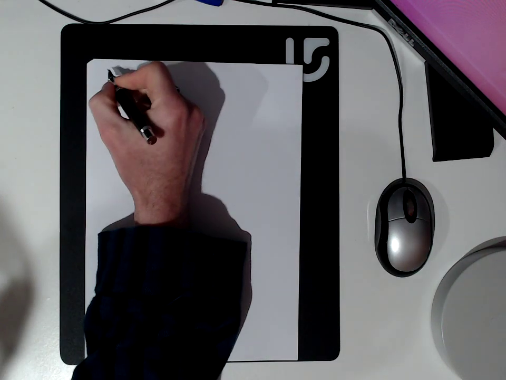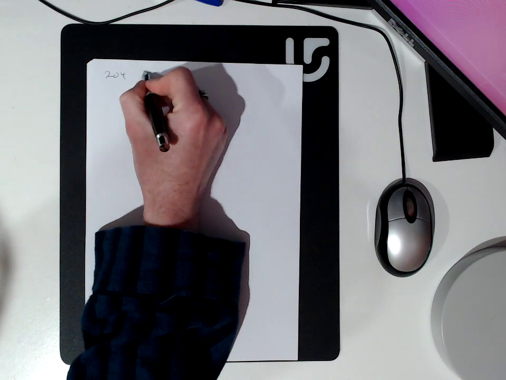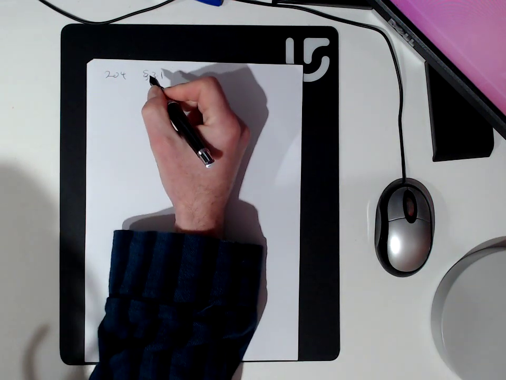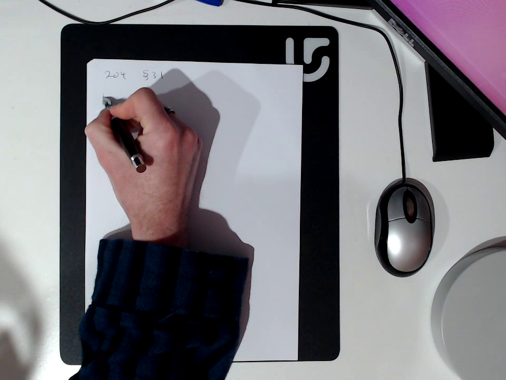Math204. Section 3.1. We're getting near the good stuff.